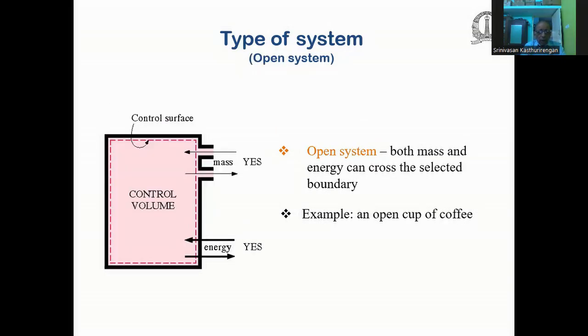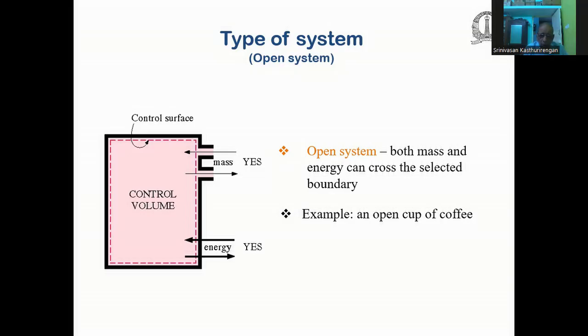You can think of the other system, which is called the open system. In the open system, both mass and energy can cross the selected boundary. Maybe just an open cup of coffee. If you think of it, the water vapor will go out, and the temperature of the coffee will drop with time.